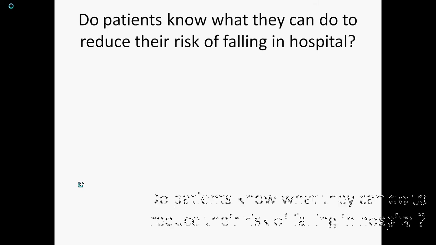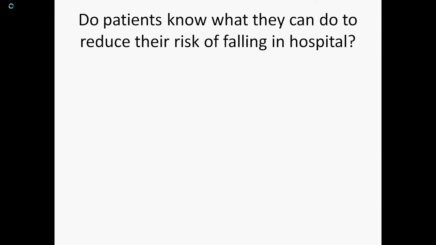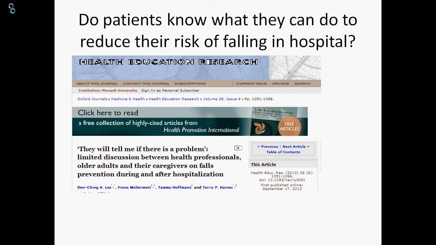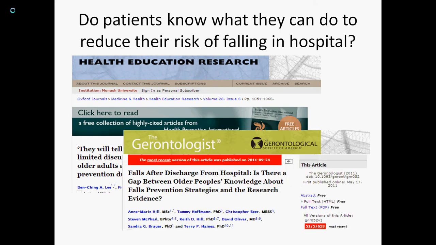When we've asked patients what they can do to reduce their risk of falling over in hospital, we've had a range of different responses, though some of them have been more common than others. If you want to find details of these responses, you can look up this particular paper published in Health Education Research, written by my PhD student Angel Lee, or you can look up this particular paper written by Anne-Marie Hill, published in The Gerontologist. The focus of this second study was on the post-discharge period, but the responses of participants are still very illuminating for getting inside the head of what patients actually think.